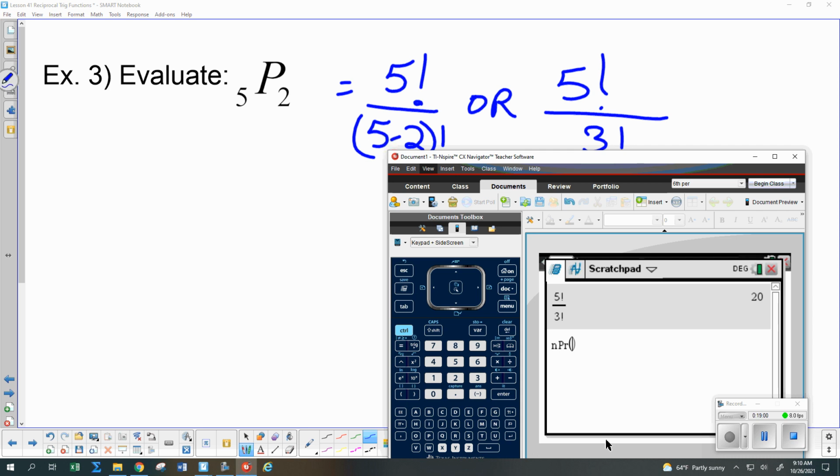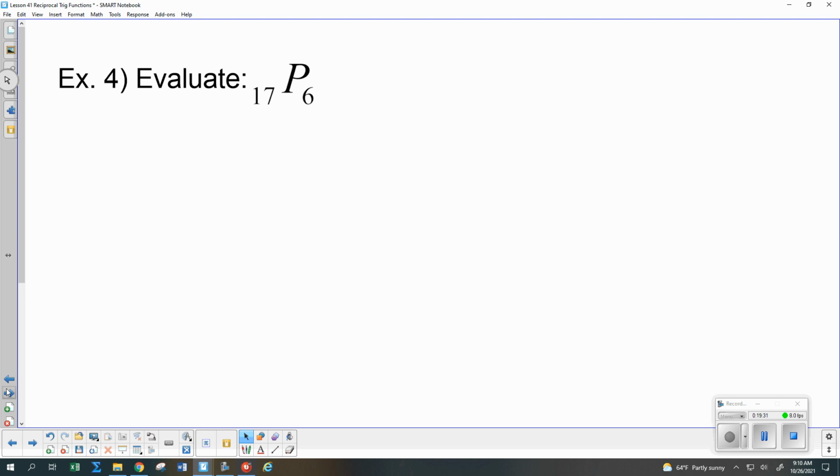So then I need to tell it the 5 and the 2, so I do 5. The bottom left button right under pi is your comma, and then the 2, and then enter, and you also get 20. So you could either do it by hand, or you could enter it either way on the calculator, but I need to see something written with the factorials before you write your final answer of 20. So now you guys, one way or another, do that one I was just talking about, and this will wrap up our lesson for today.